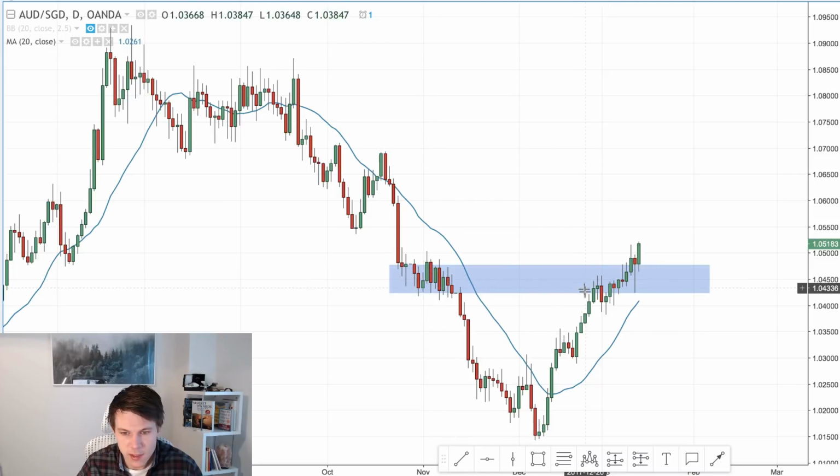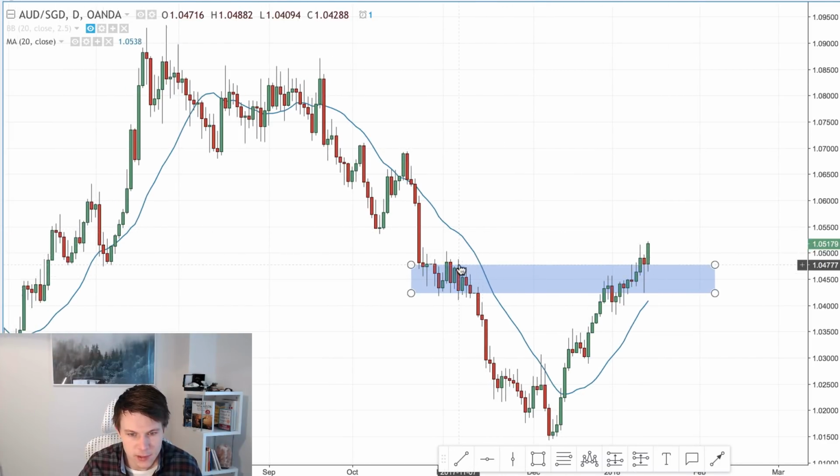So a very nice supply. When we moved into this area, we found a little bit of resistance, but we never really saw any selling pressure. We just had one red bar, and then we kept moving higher. So even though this was a supply area, we did find short-term resistance, but over the long term, you can see we are now moving higher.